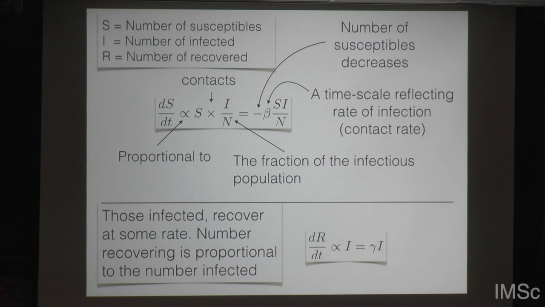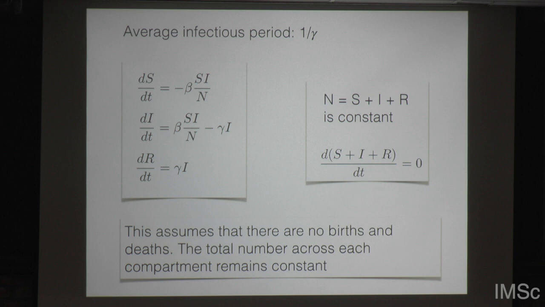And now, having figured out what dS by dt is, we can figure out the last part of it, which is, what is dR by dt? So where do recovered people come from? They come from the fact that people who are infected recover. Let's say that that happens with some rate gamma. So dR by dt is proportional to gamma times I, or equal to gamma times I. The more infected people there are, the more people recover from that infection. So which is why we can write that particular form there.